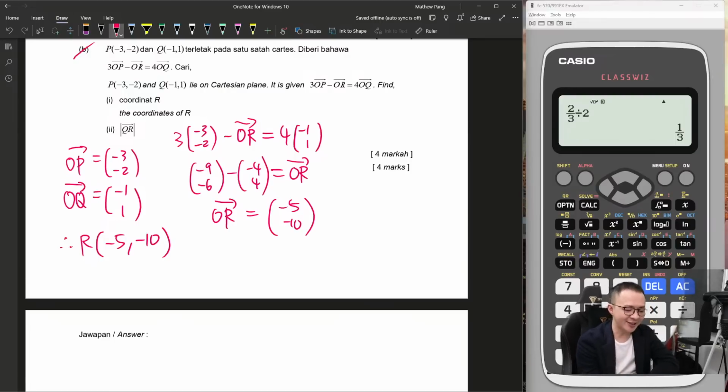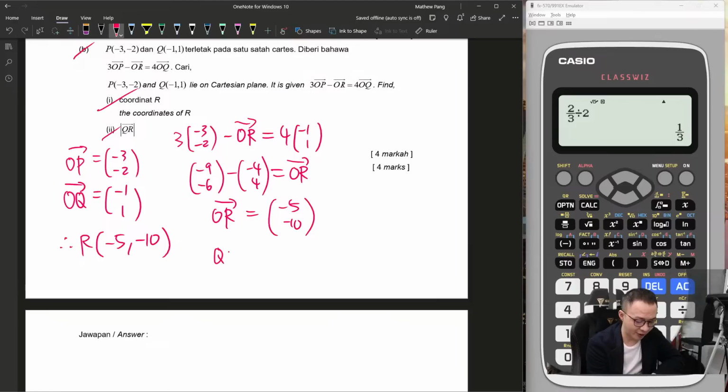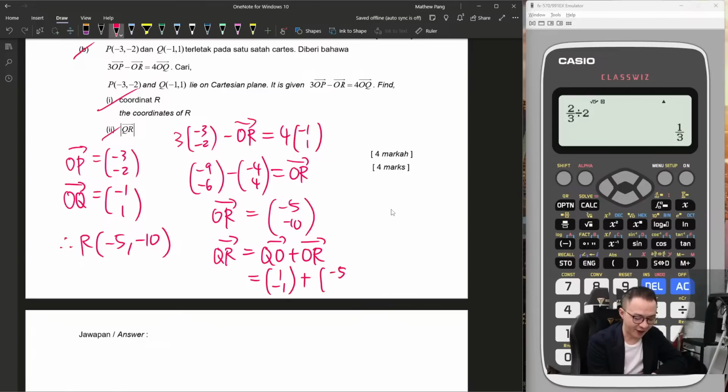We're done with this one, then they ask about the second part. They ask about the magnitude of QR. We find the vector QR first. So QR is basically QO plus OR, right? QO is the opposite of OQ, so it's 1, negative 1. This one is negative 5, negative 10. So if I solve this, I should get negative 4, negative 11.